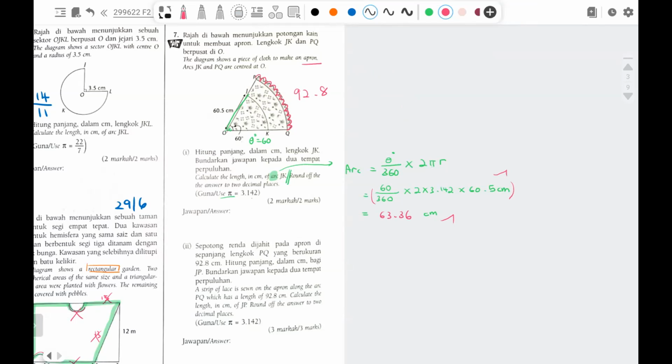Just now we drew two sectors, right? The small one, and then we have the bigger one. So this one is the bigger one, and this is the arc. And then the question says calculate the length in cm of JP. Let me finish the question first. Calculate the length in cm of JP, then round off the answer to 2 decimal places.